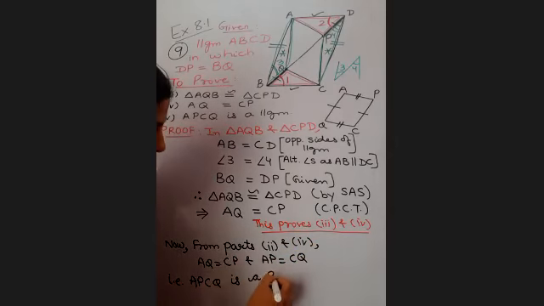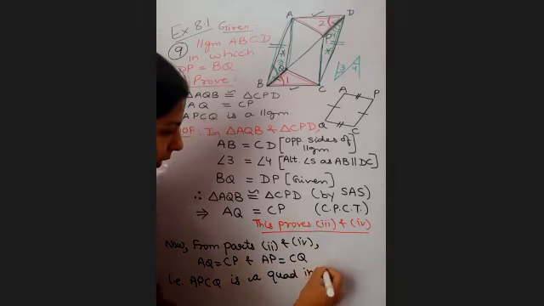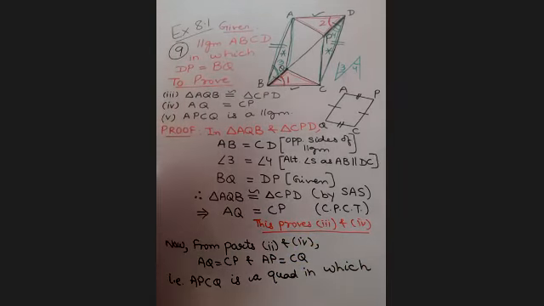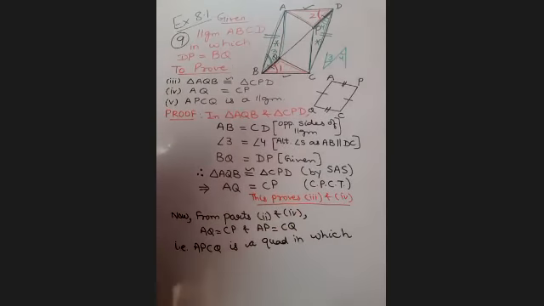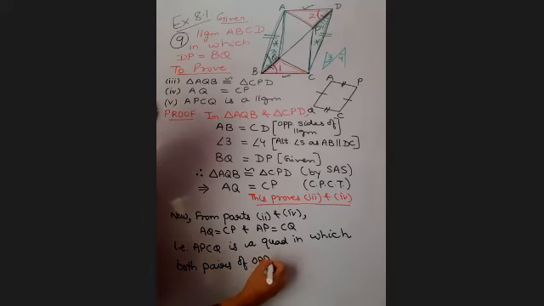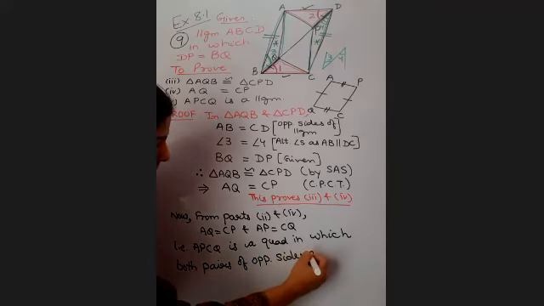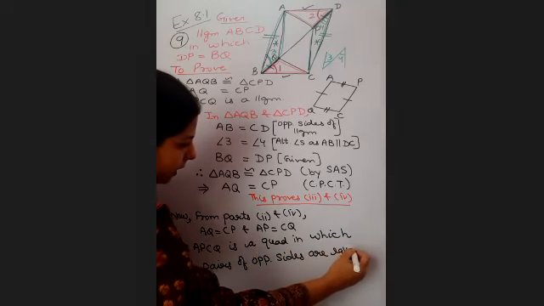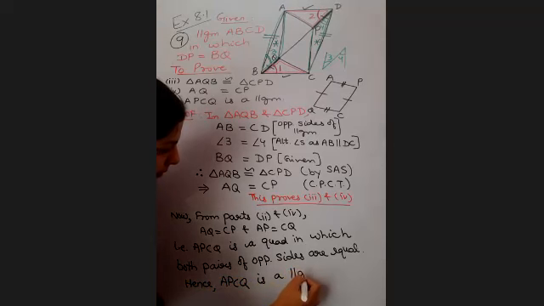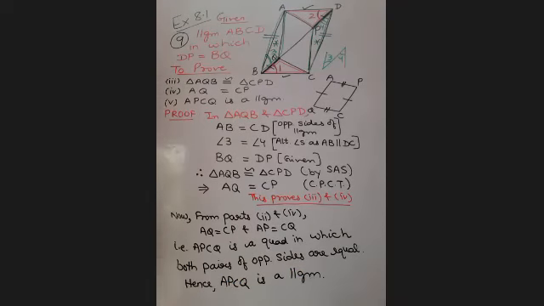That is, APCQ is a quadrilateral in which both pairs of opposite sides are equal. Hence, APCQ is a parallelogram. Okay.